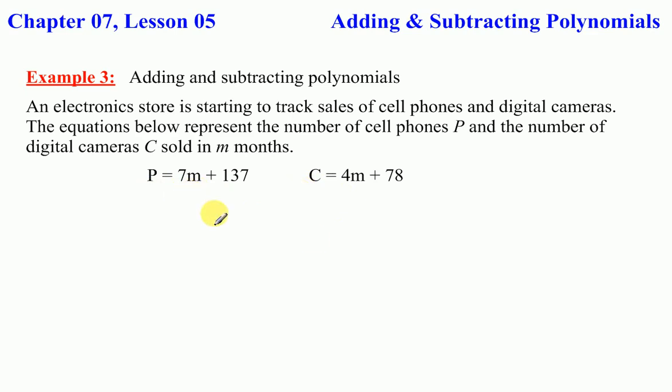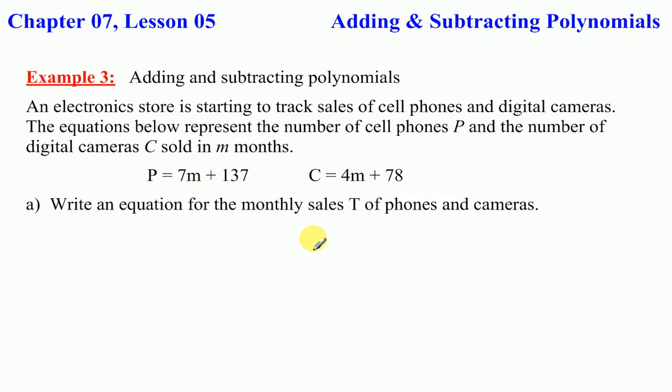All right, first question is write an equation for the monthly sales T of phones and cameras. So T, the total sales, is phones plus cameras. So I have the phones, which is 7m plus 137, and then the cameras, 4m plus 78. And I can combine like terms here, 7m plus 4m, and the 137 and 78 gives me 11m plus 215.